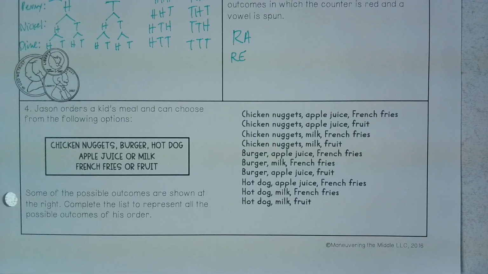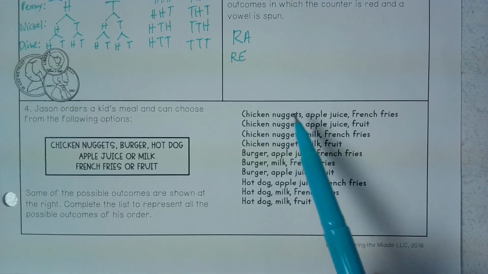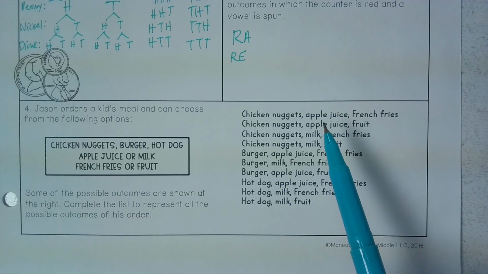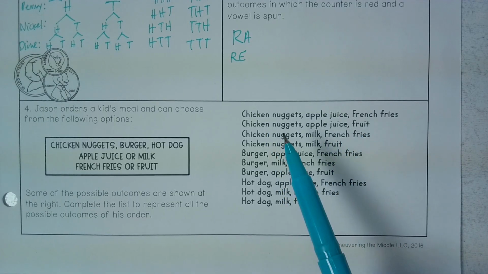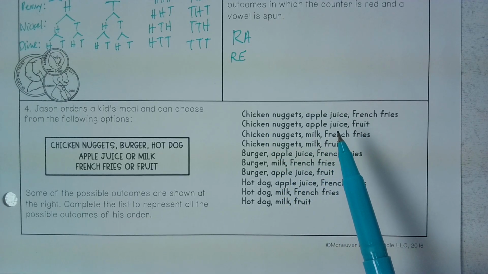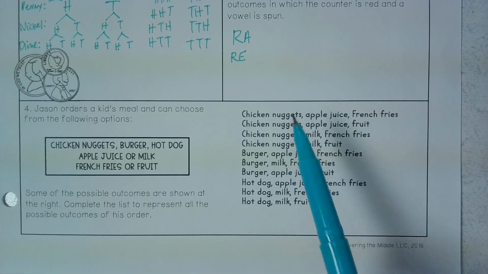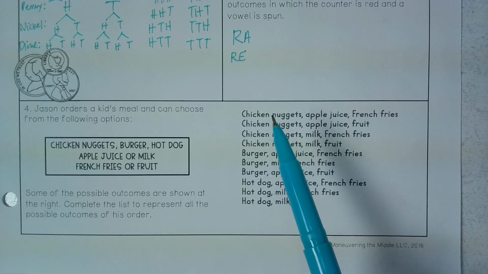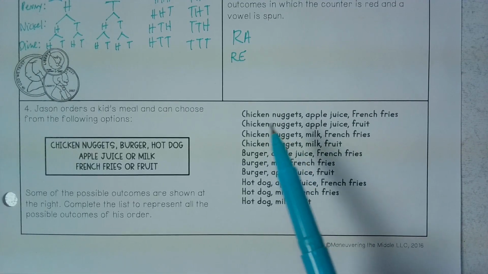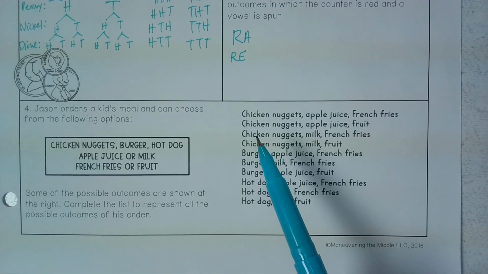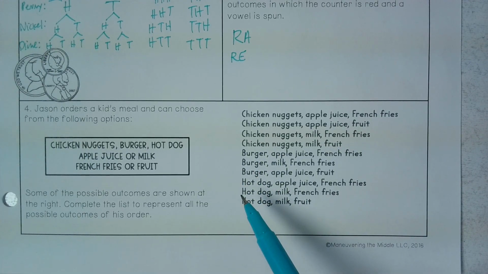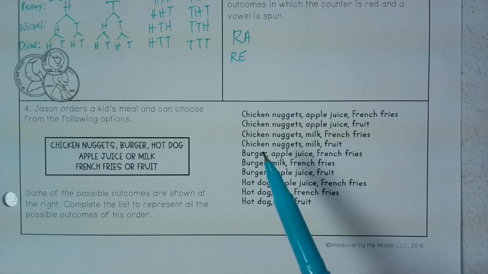Okay? So he can do chicken nuggets, apple juice, French fries. Chicken nuggets, apple juice, fruit. Chicken nuggets, milk, French fries. Or chicken nugget, milk, fruit. So that's all the chicken nugget options, right? There's no other chicken nugget options. Let's see. So 1, 2, 3, 4. There's 4 chicken nugget options. It's probably going to be 4 burger options and 4 hot dog options as well, right?